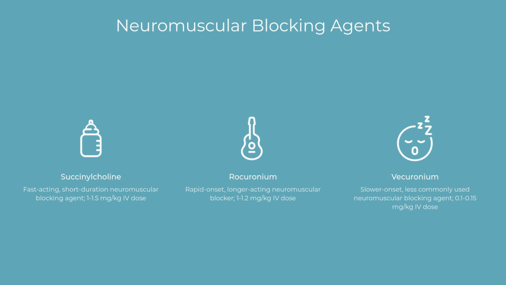Neuromuscular blocking agents. Neuromuscular blockers paralyze muscles for intubation. Succinylcholine, 0.6 to 1.5 milligrams per kilogram intravenous, kicks in fast and wears off quickly, ideal unless contraindicated, like in hyperkalemia. Rocuronium, 0.6 to 1.2 milligrams per kilogram intravenous, is also rapid but lasts longer, a good alternative. Vecuronium, 0.15 to 0.25 milligrams per kilogram intravenous, is slower and rarely used for RSI. We pick based on patient history and how long we need paralysis. Let's take a closer look at these medications.